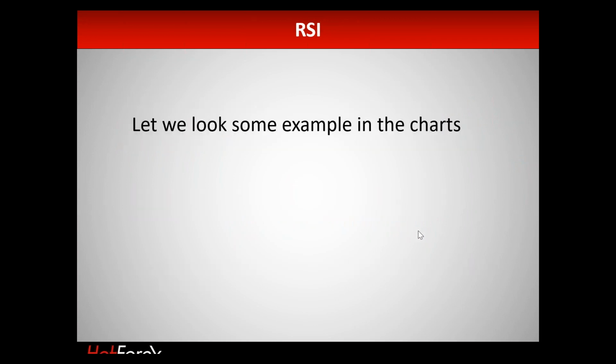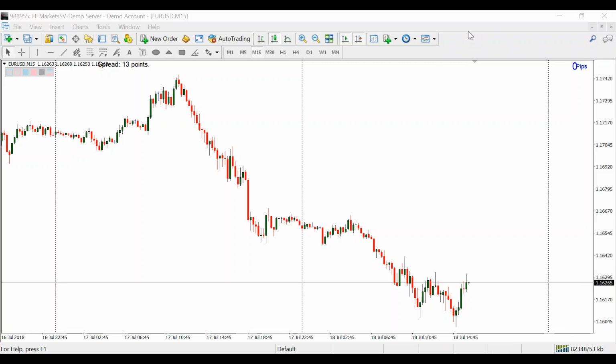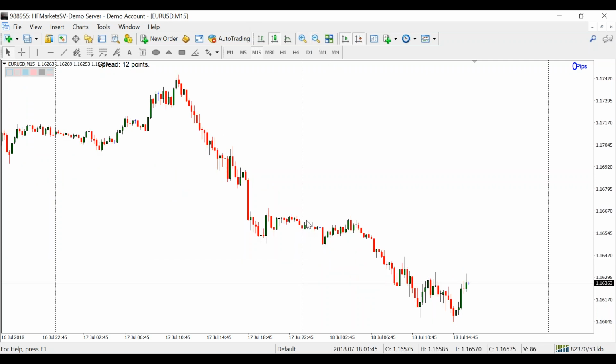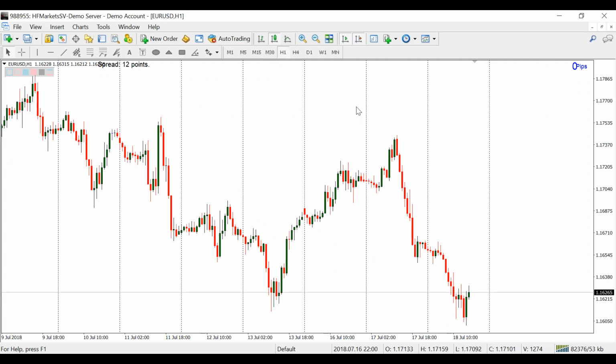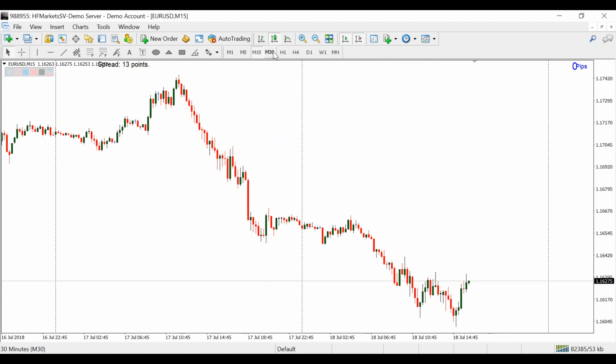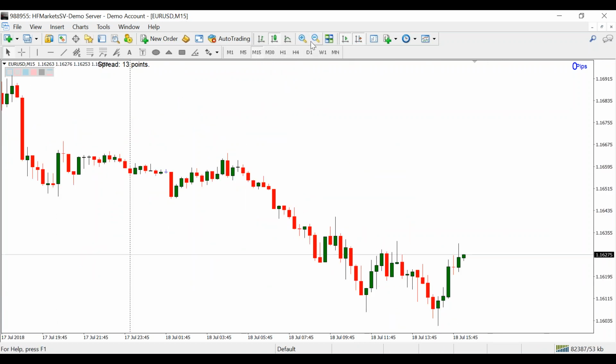Okay, so let's look at some examples. What does RSI do in trading? Okay, this is a chart, a basic chart, a simple chart. Everyone can see the chart, right? So on this chart, even with the naked eye we can see that M15 is a downtrend, H1 is also a downtrend. Daily is a bit sideways, but we use the time frame, okay, I'm more on the intraday. I look at the M15.